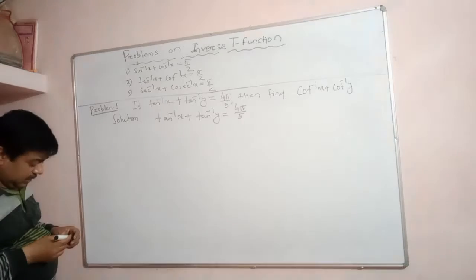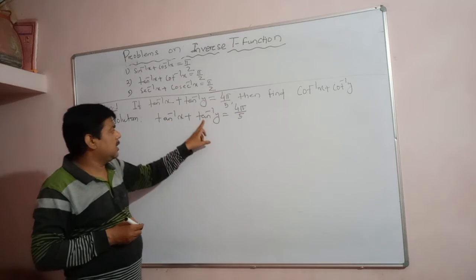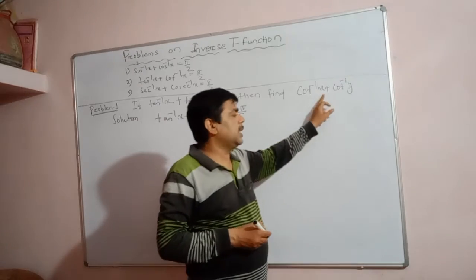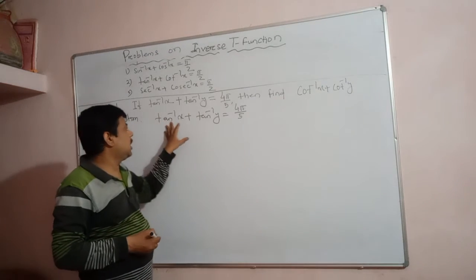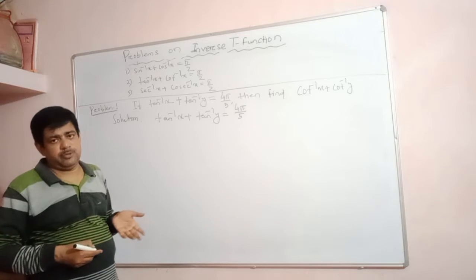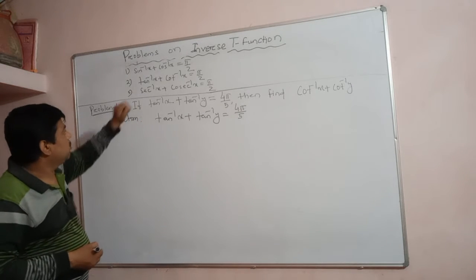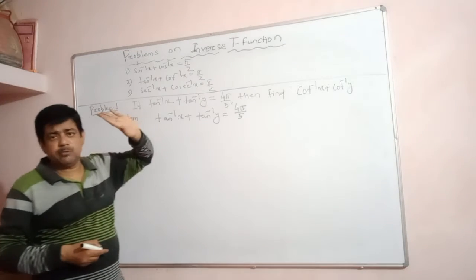Okay, you see these properties here. Tan inverse of x plus tan inverse of y is equal to 4 pi by 5. We have to find out the cot inverse of x plus cot inverse of y. It means we have to convert this tan inverse into the inverse of cot form. And you see which property I can use. Look at here, tan inverse of x plus cot inverse of x is pi by 2.